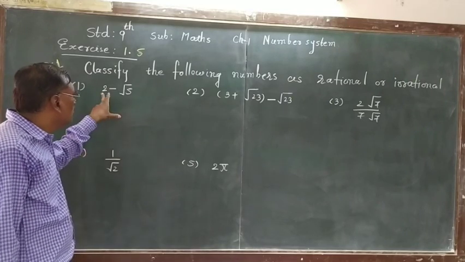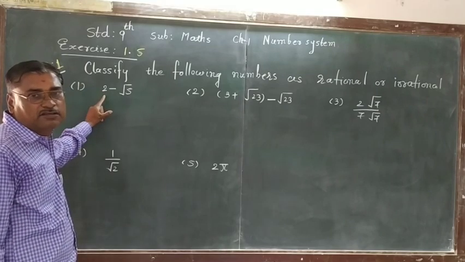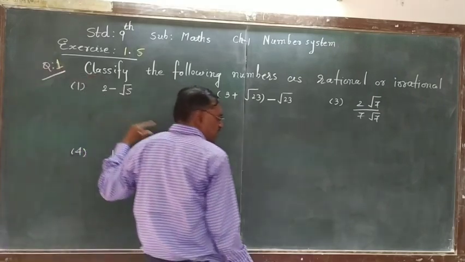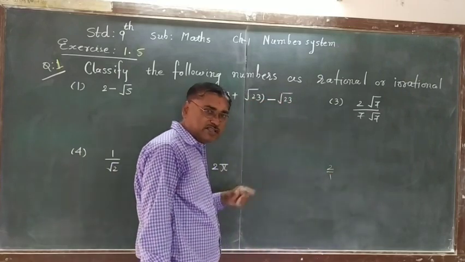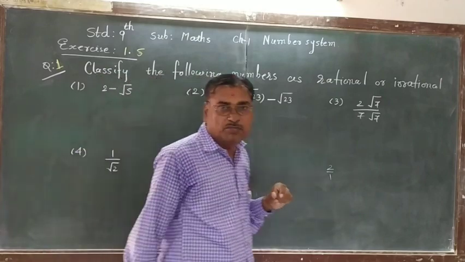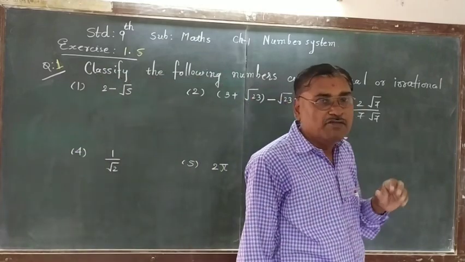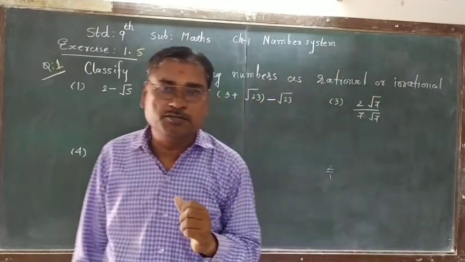Here is the second number, 2 minus root 5. We know that 2 is rational. How can we say 2 is rational? We can write 2 upon 1. It is rational. But root 5 is an irrational number. Why? We cannot obtain the value of root 5 in terminating form.